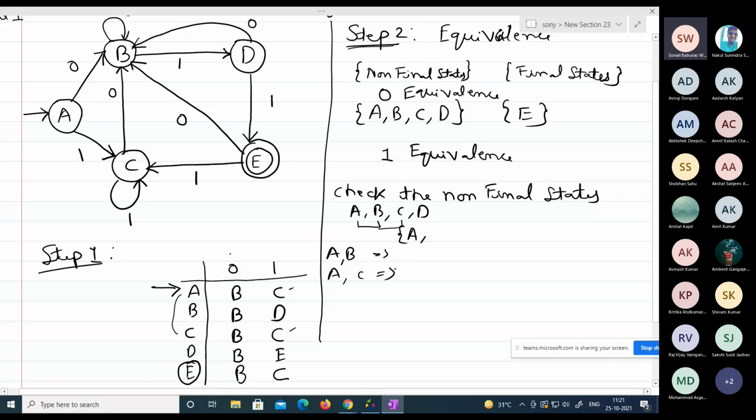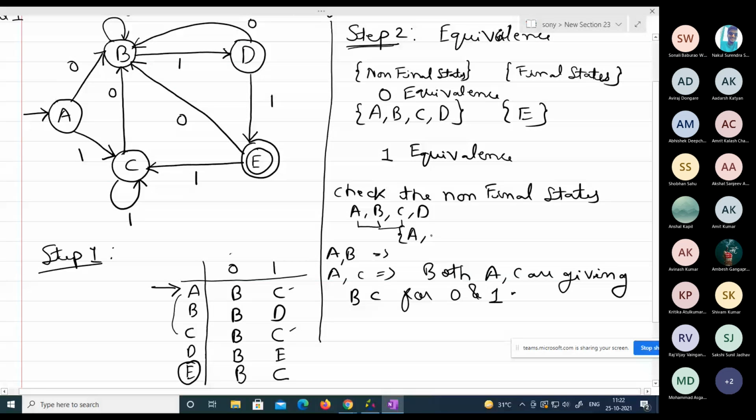Is this clear? A on 0 gives B. A on 1 gives me C. C on 0 gives me B, and C on 1 gives me C, right? Both A and C are giving BC. So we'll write here, both AC are giving BC for 0 and 1. Yes, is this clear?